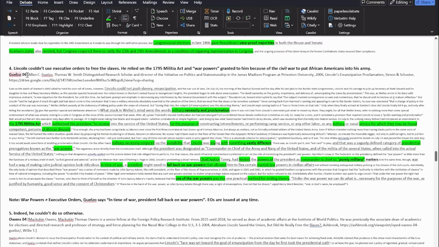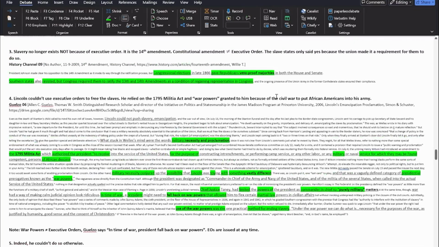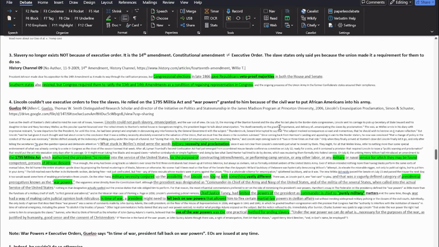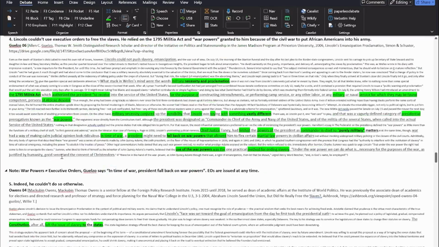This Guzello evidence is a book from someone who's pretty credible. They teach at Princeton, and what they say is that the only reason Lincoln was able to free the slaves was not because of executive orders. It was because he was able to use war powers that were only granted to him because of the Civil War. Seeing as most of the time we aren't in a civil war, the president can't use war powers. I kind of put a note here, right? War powers are not the same as executive orders.